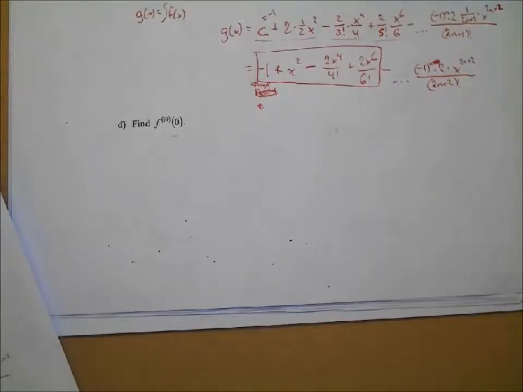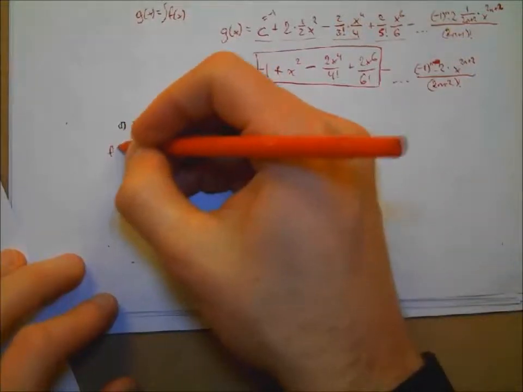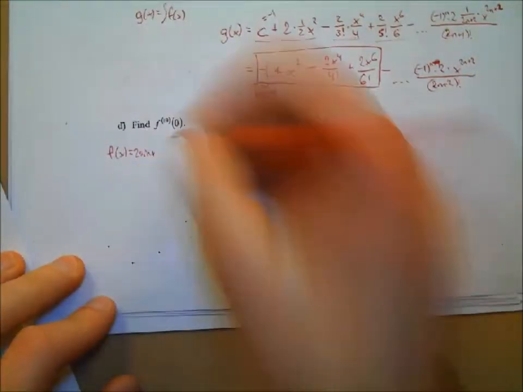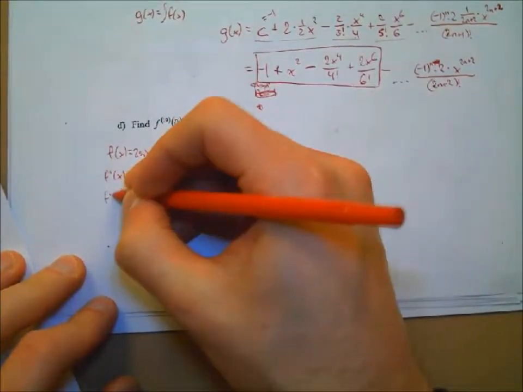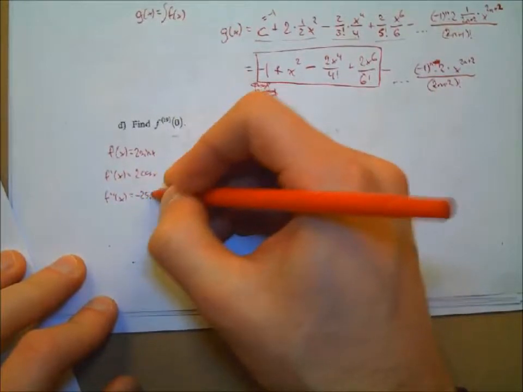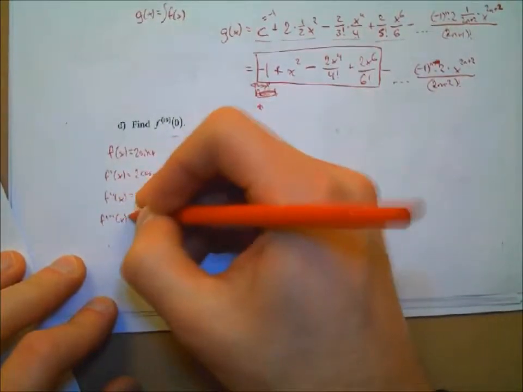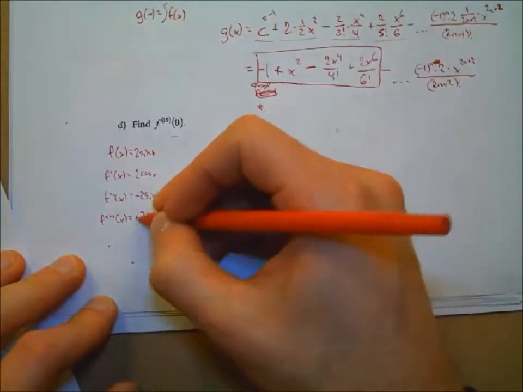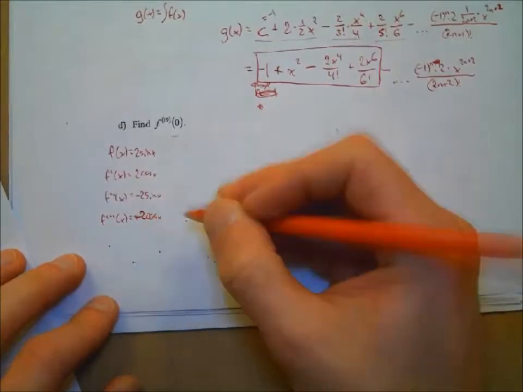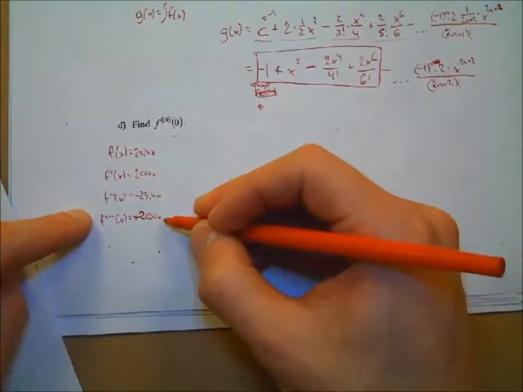Letter D, okay? This is asking us to find the 19th derivative of f at zero. One thing we could do is say f of x is 2 sine x, and then f prime of x is 2 cosine x. F double prime of x will be negative 2 sine x. And then the third derivative of f will be negative 2 cosine x. Derivative of sine is cosine, yes, negative 2 cosine x. And then the fourth derivative would be what? Back to 2 sine x.